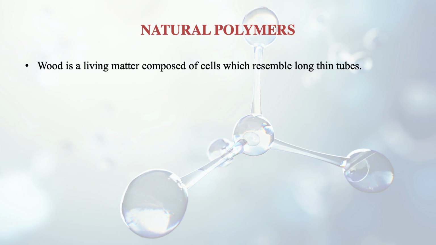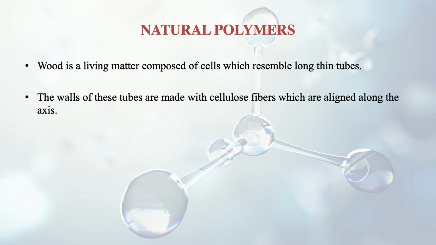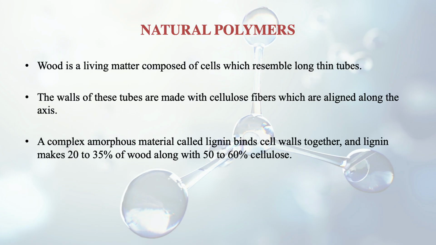Wood is a living matter composed of cells which resemble long thin tubes. There may be very thin tubes, and if you combine them together, then we can say it is somewhat like wood. The walls of these tubes are made of cellulose fibers which are aligned along the axis. So cellulose fibers are the constituents of these tubes, and they align along the axis of the material. A complex amorphous material called lignin binds the cell walls together. So lignin acts as a binder.